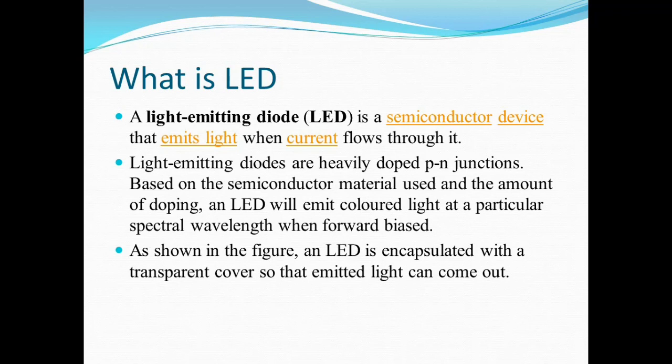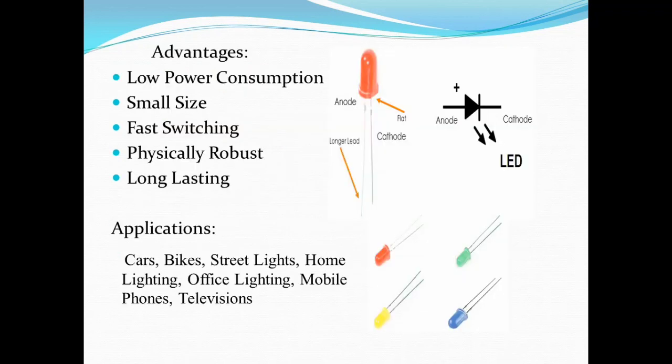Now these light emitting diodes are actually heavily doped PN junctions, and depending upon the type of the semiconductor material used and the amount of doping, the LED will emit colored light at a particular spectral wavelength when the device is forward biased. Normally these LEDs are encapsulated with a transparent cover so that the emitted light can come out.